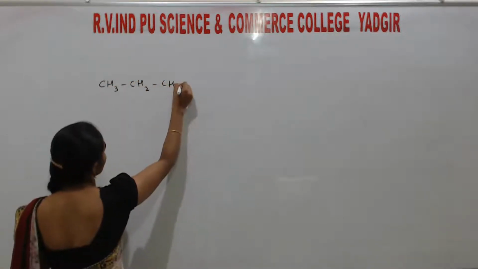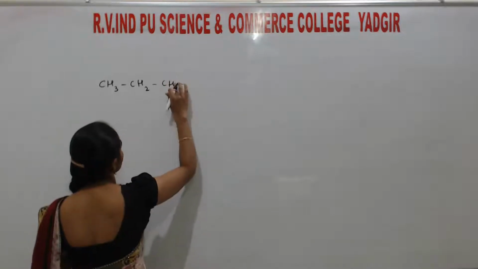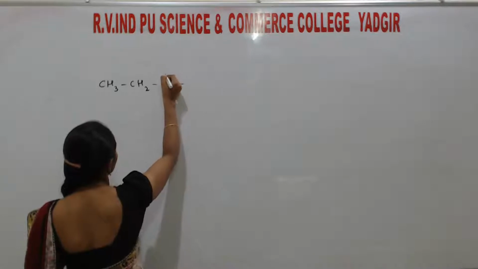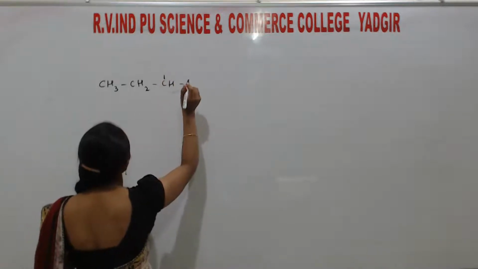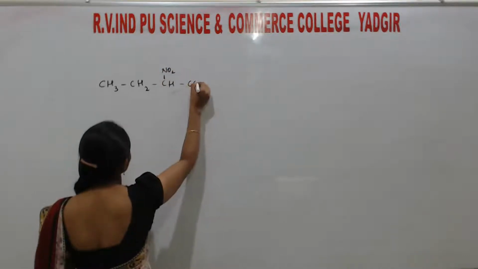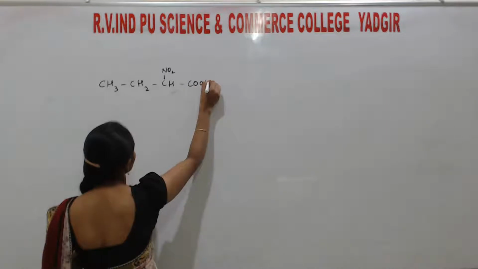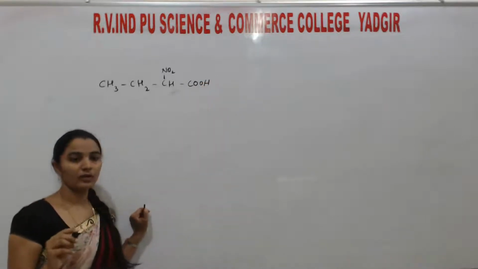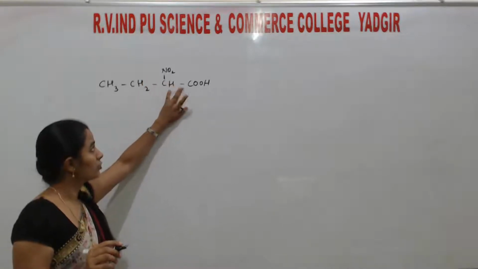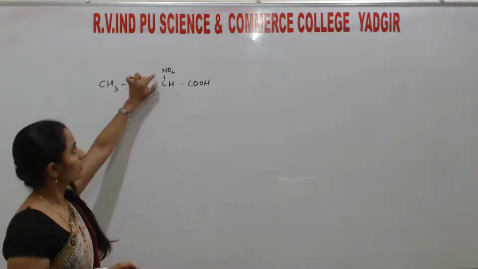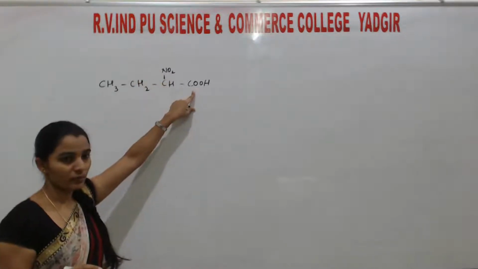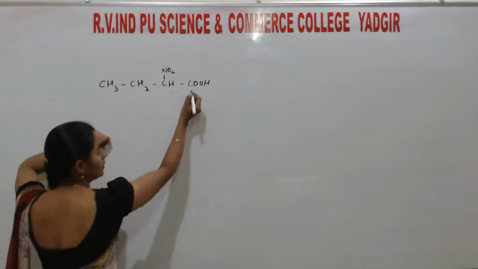CH2, CH2. You take CH. And this is NO2 and this is COOH. There is no doubt the preference should be given to this COOH rather than this NO2. NO2 is the prefix, this one is the functional group. And the numbering will start from here only.